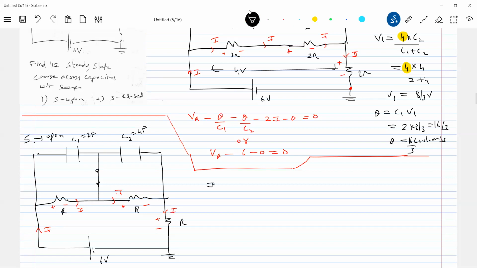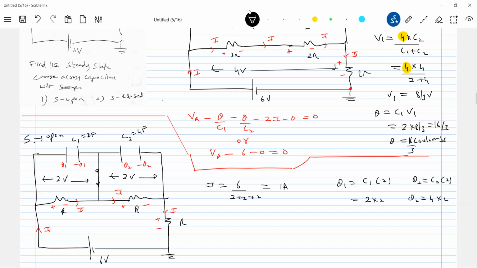So I is equal to how much? It will be equal to 6 by 2 plus 2, 1 ampere. What should be the drop here? The 2 volt, no? This 2 volt will be shared by this. This 2 volt will be shared by this. So the charge across them will be different, no? Q1 minus Q1, Q2 minus Q2. So Q1 equals C1 into 2. C1 is 2 into 2. This will be 4 into 2. 4 coulomb, 8 coulombs.